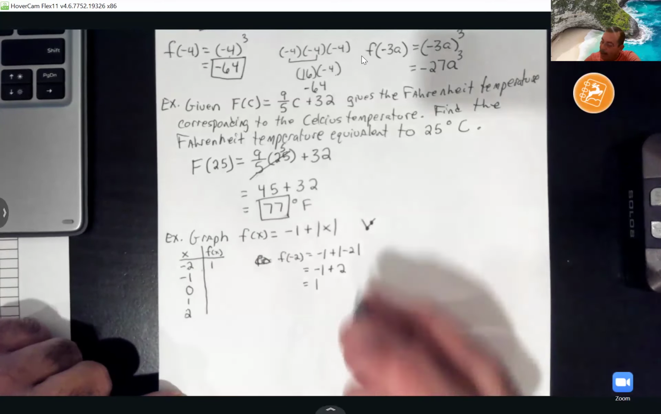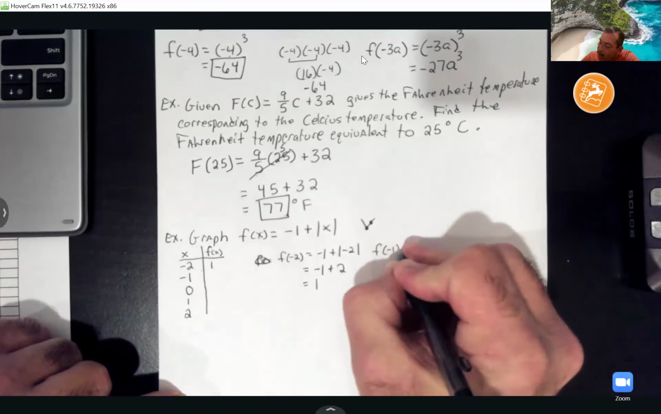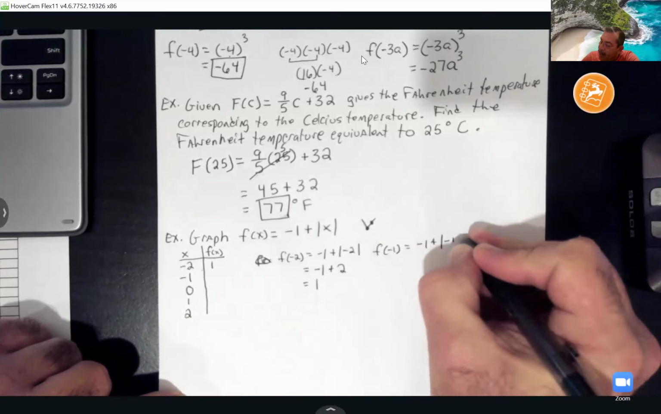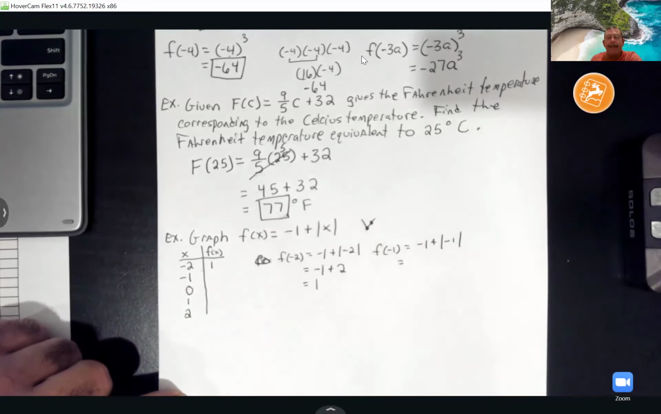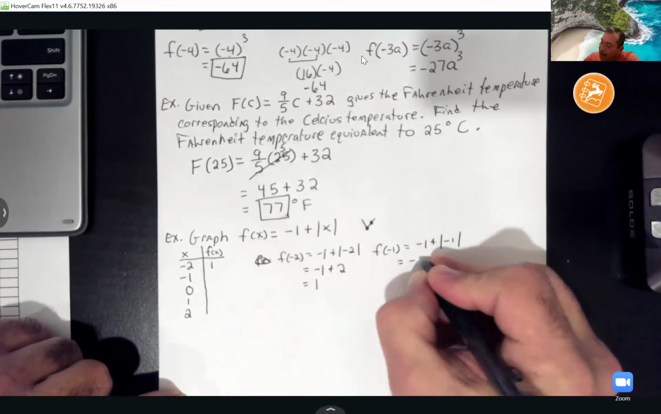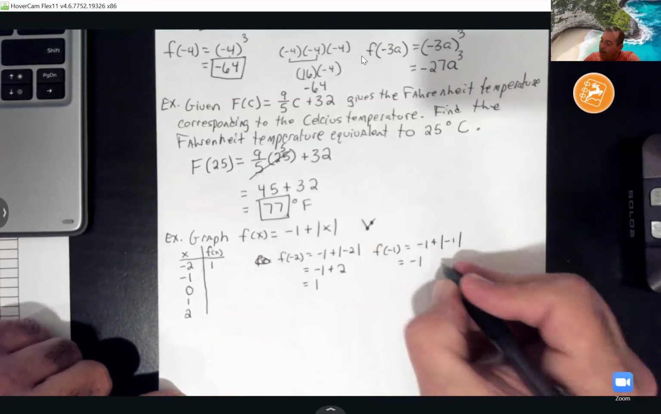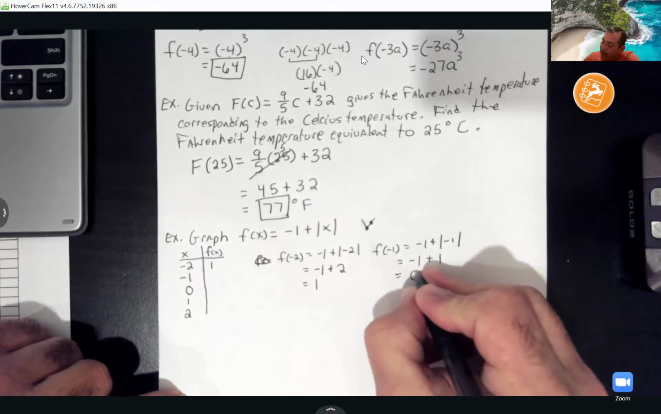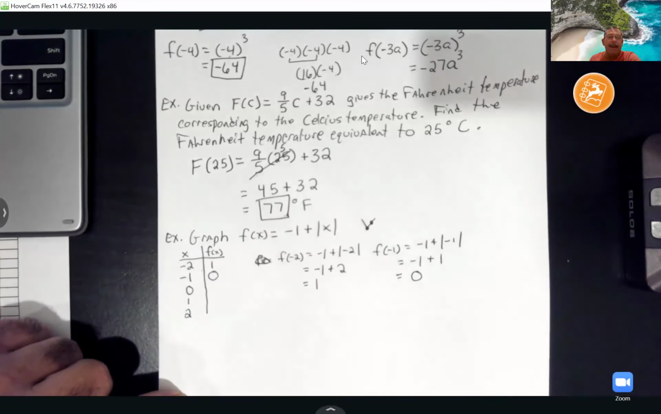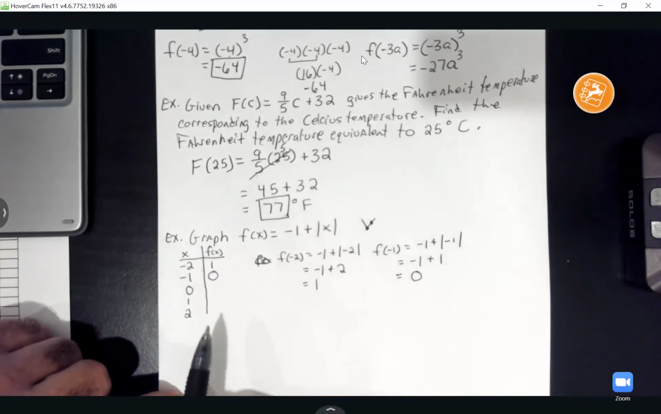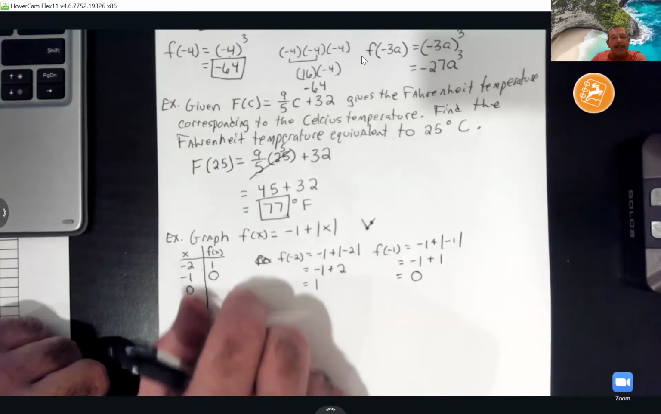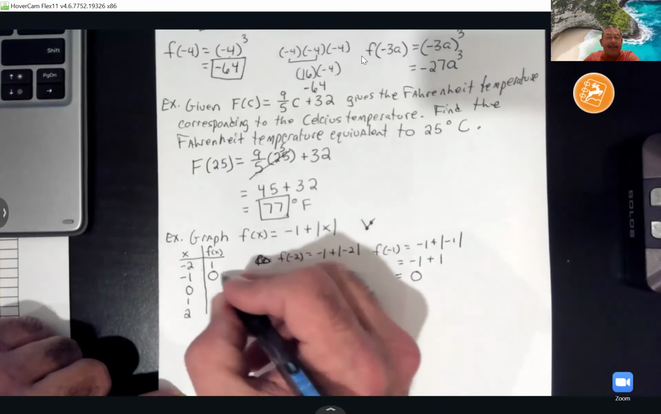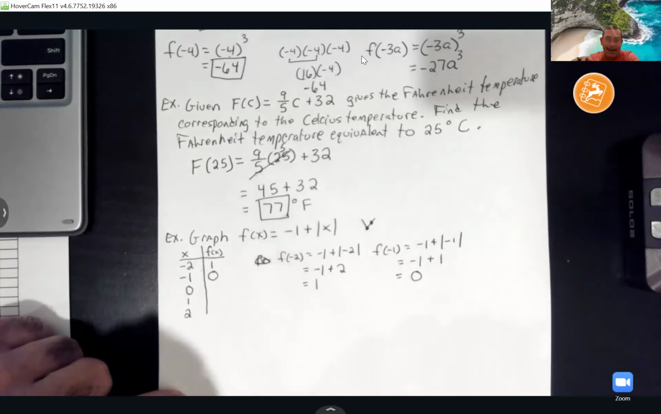All right, so then we put in our -1. So f of -1 will equal -1 plus absolute value of -1. Bring down the -1 again. Absolute value of -1 is 1. And -1 plus 1, what a big old 0. Now remember, these V-shaped graphs, we should start seeing some symmetry before long, okay? And by that I mean these y values are to start sort of showing a pattern.